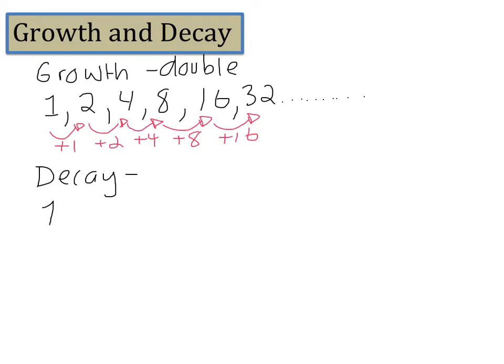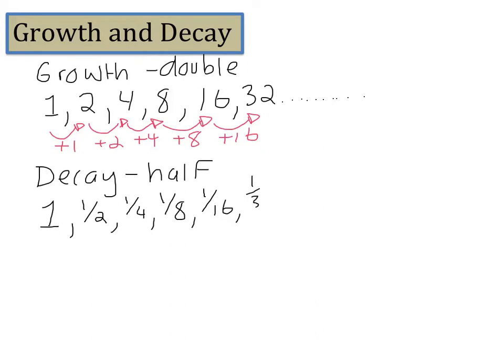And now let's start with the number 1, but let's take half of each number and see if we notice any comparisons. So half of 1 is 1/2. Half of 1/2 is 1/4, 1/8, 1/16, 1/32. So very similar to the growth and decay that's happening with the numbers above. We're going to be studying growth and decay in this fashion, looking at the growth side of a function and the decay of the function as well.